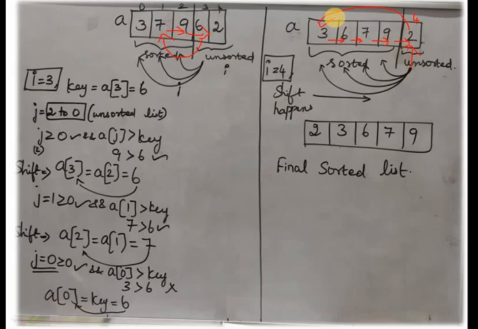After completing all the passes, your final sorted list looks like this. You will get the final sorted list 2, 3, 6, 7 and 9.